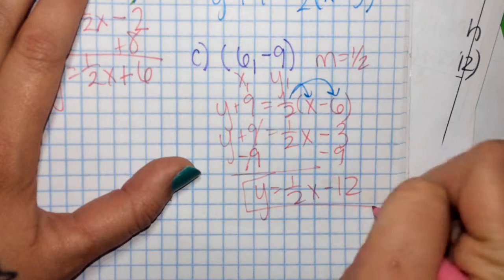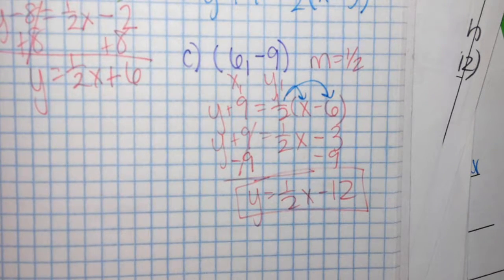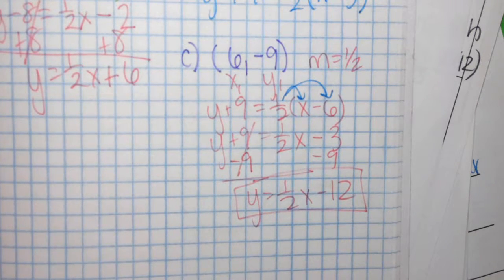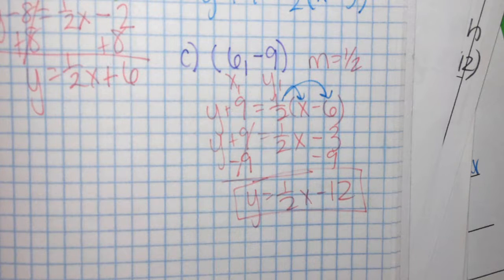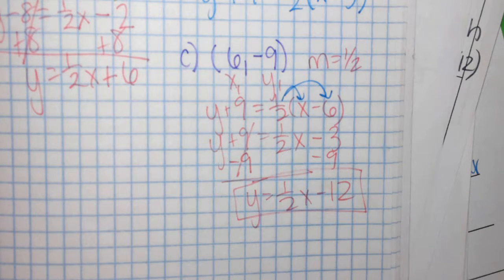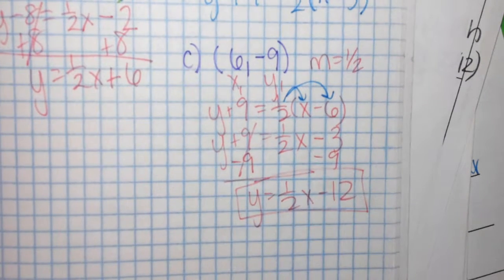Who got it right? You did not. You don't have minus 12. Yes, I do. Yay! Take a point. Okay, we get it. Because I subtracted 9 from both sides.